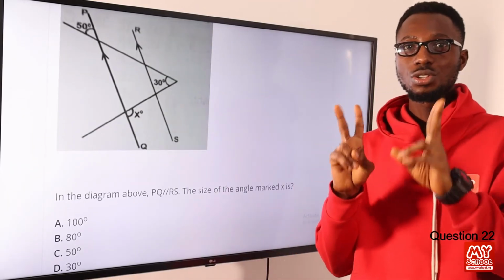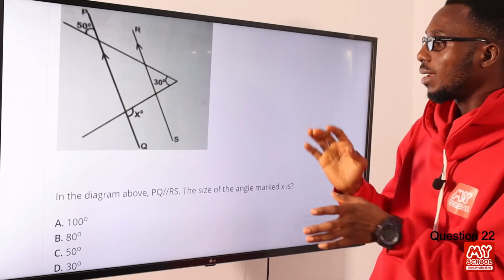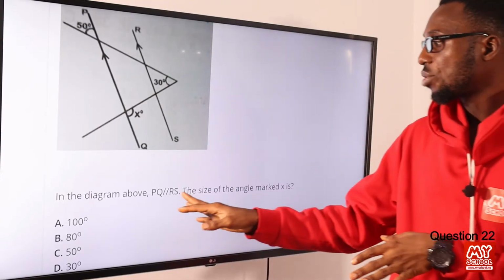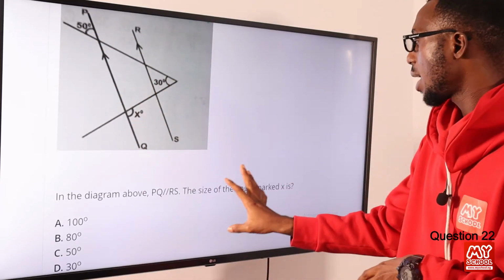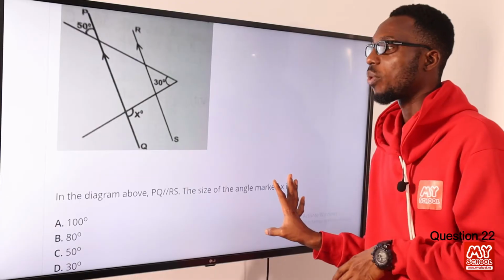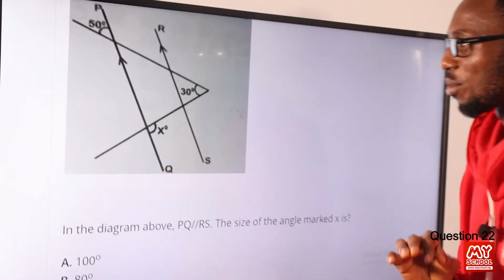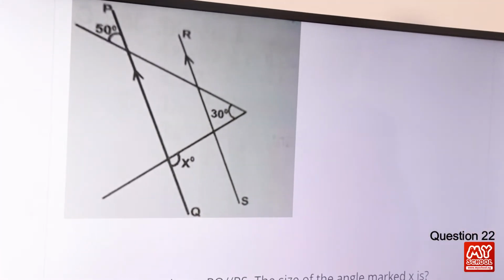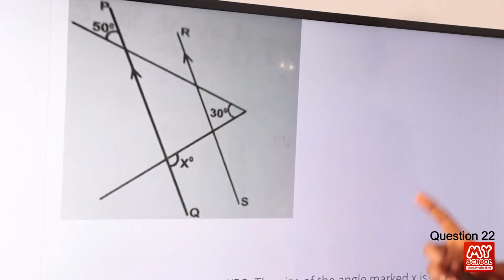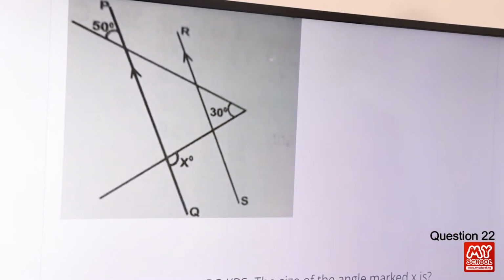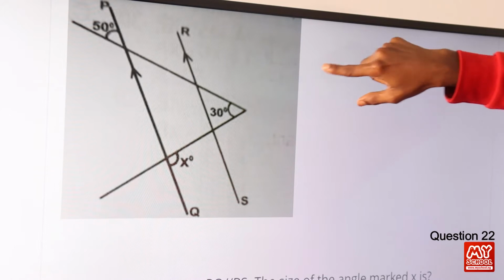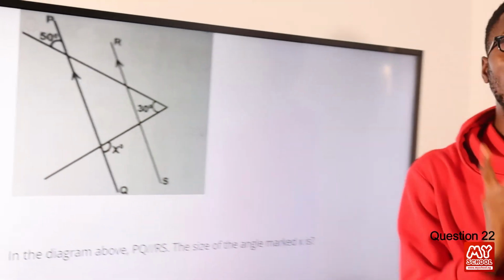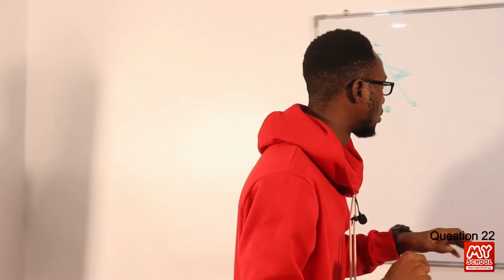Number 22. In the diagram above, PQ is parallel to RS. The size of the angle marked X is what? Okay, this is very easy. We just have to apply corresponding angles, vertically opposite angles, alternate angles, and the like. So the first thing we have to do is pull off extensions from here. Okay, let's do that on our whiteboard.